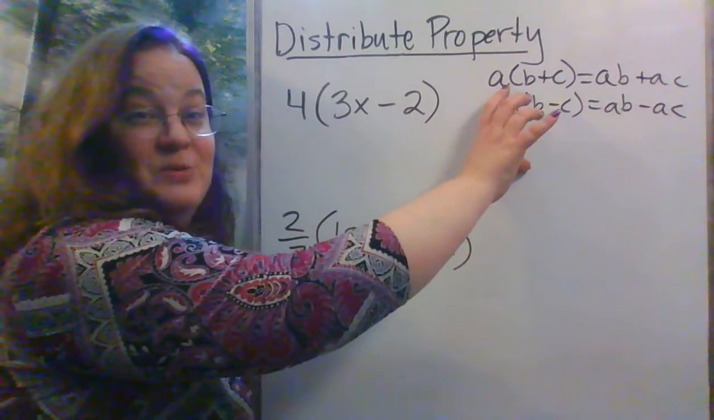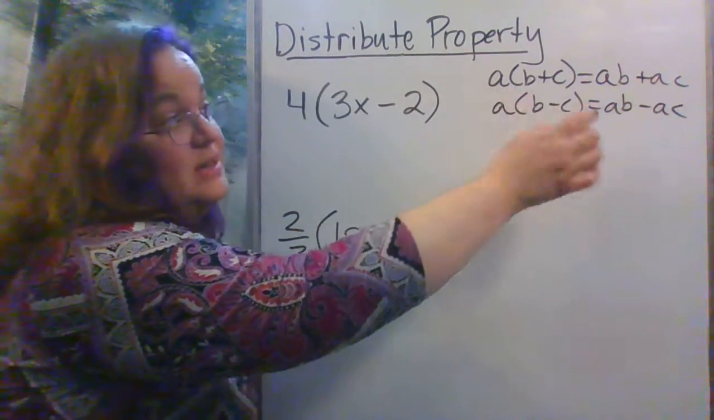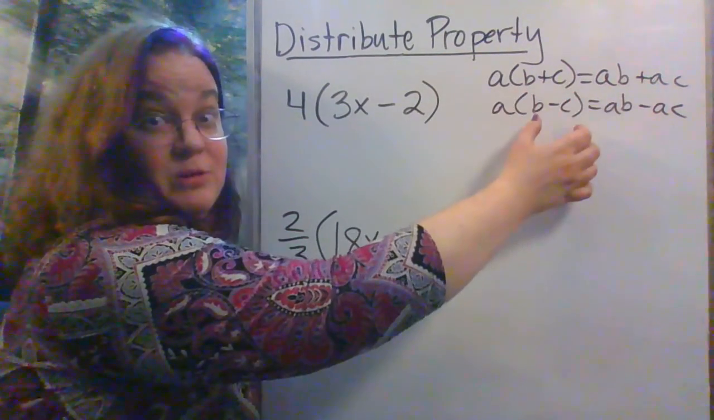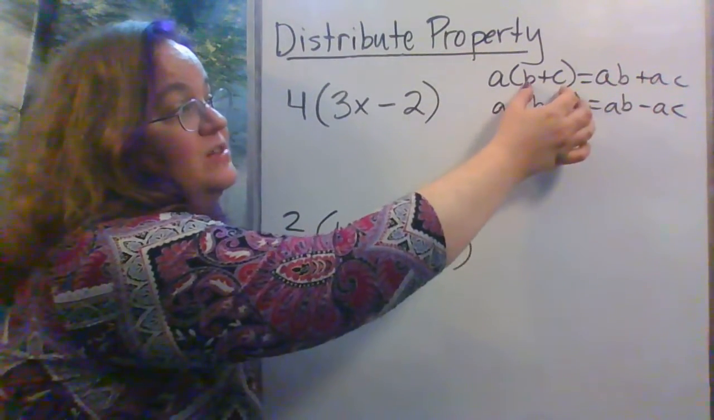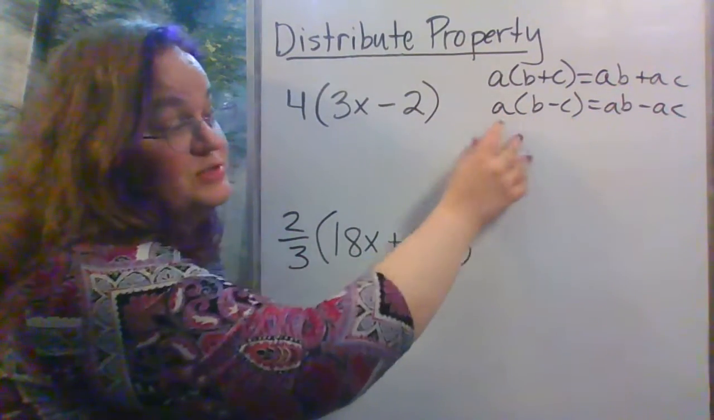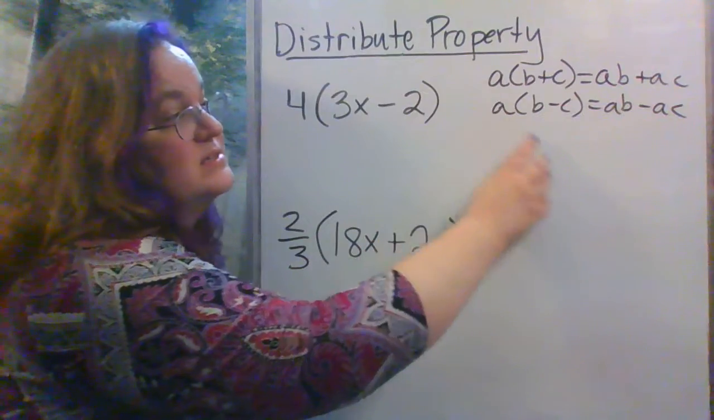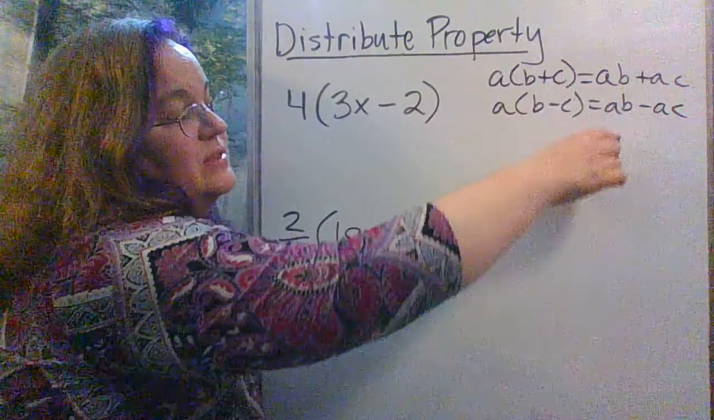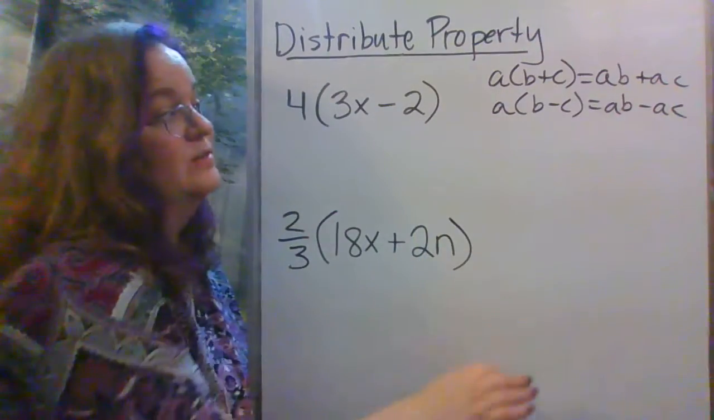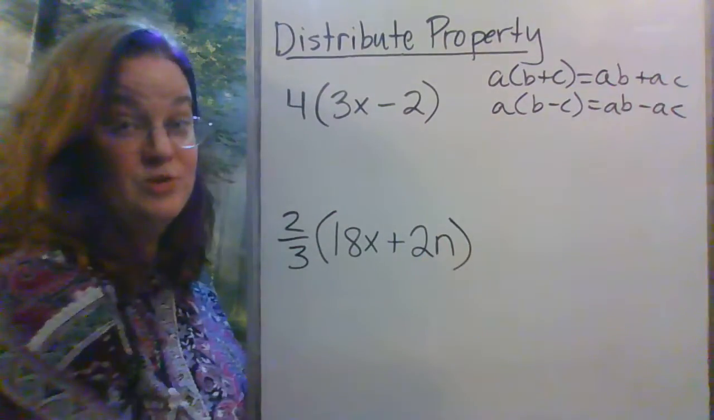Remember that the distributive property says that if you have a number outside of parentheses and you have a sum or a difference inside, so an addition problem or a subtraction problem, you can either add first and then multiply by the number on the outside, or subtract first and then multiply by the number on the outside, or you can distribute that number and do the product of each and then add them together, or do the product of each and then subtract them.